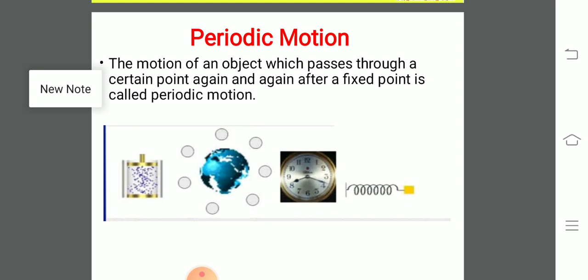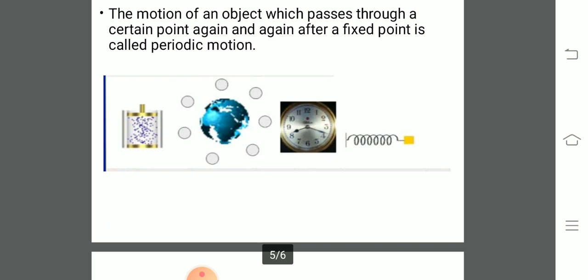Therefore it is called periodic motion. Also we can say that the earth in its orbit around the sun takes 24 hours for its rotation. So that motion is repeated again and again. Such types of examples are examples of periodic motion.